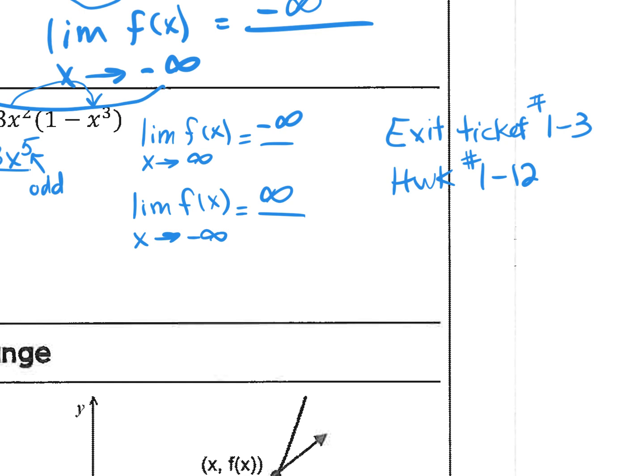Huh? Oh, you got 2 of them? And just turn your exit ticket in when you're finished. I will put the tray out for you. Right here. How about I put it right here?